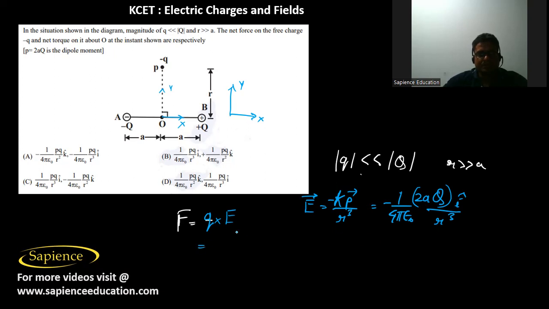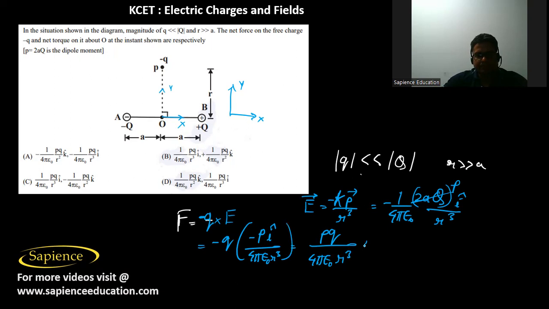So we can write p also, and the charge is minus, so it is minus q. So this will be minus q into the electric field, which is minus p I cap divided by 4 pi epsilon naught r cube. So this will be pq by 4 pi epsilon naught r cube into I cap. So it means that A and D are wrong. So out of B and C we have to check.